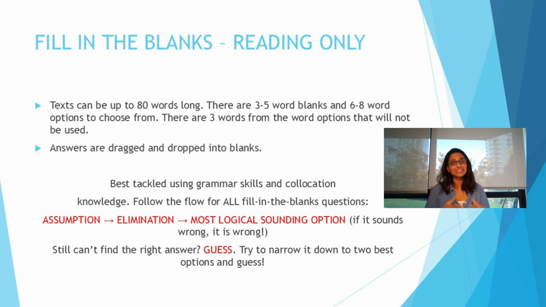And then finally, the fourth step, at the bottom of the list, is guessing. You can guess, that's fine. But I don't want you to guess out of 5. I want you to guess out of 2. So you need to follow all those steps: assumption, elimination, most logical sounding option, and you guess between 2. This dramatically increases your chances of getting the answer right, because you go from a 1 in 5 chance of being right to a 1 in 2, a 50% chance of getting the answer right.